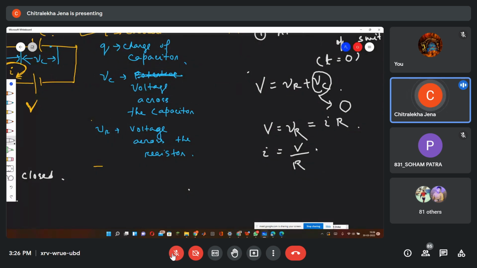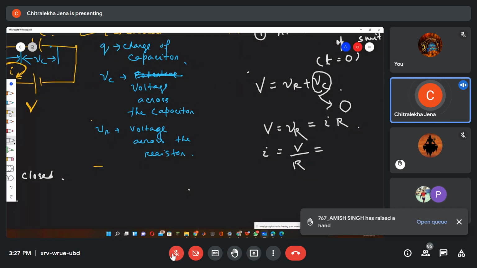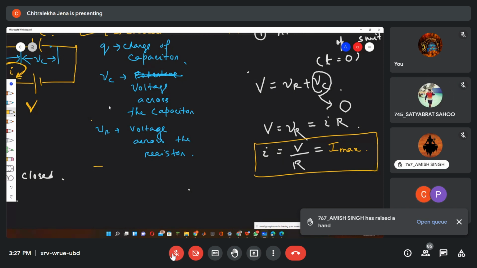So this current, V by R, is the maximum current flowing in the circuit. We take it as I maximum. That means just at the instant I am closing the switch, the current in the circuit is maximum, equal to V by R. Am I clear to all of you?